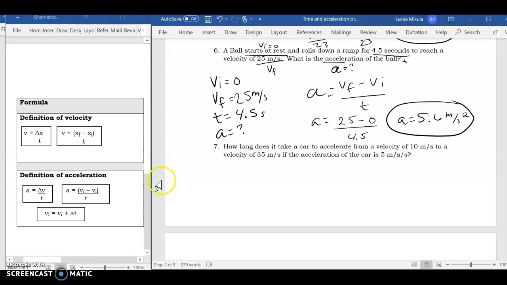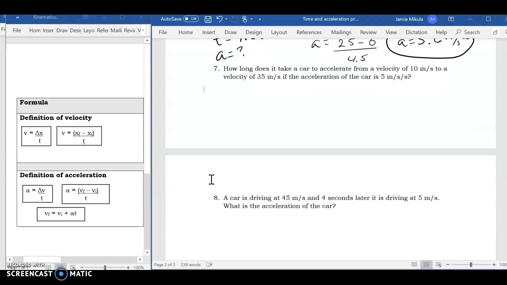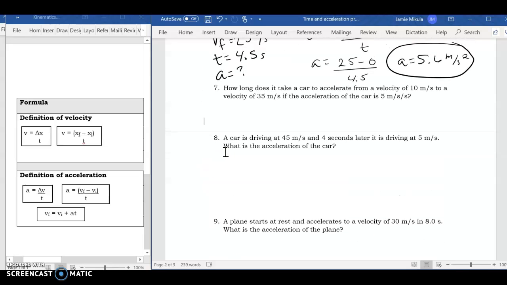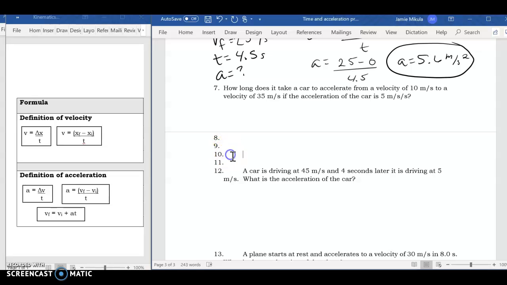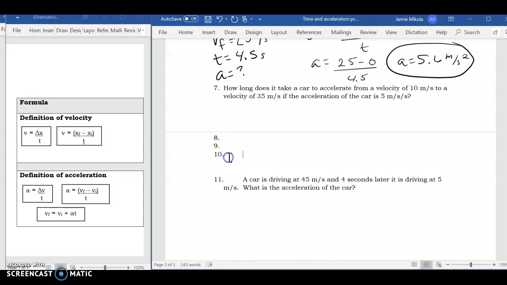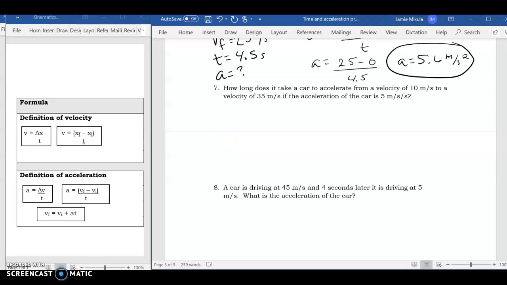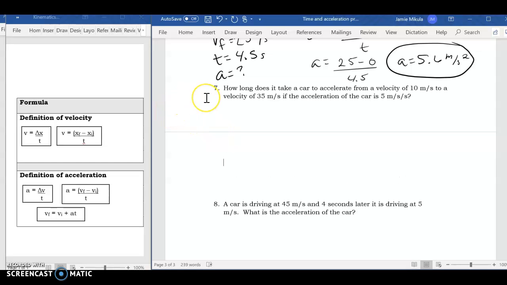Number 7, how long does it take the car to accelerate? Let me move this down. Sorry, 1 second. Give myself some more room. Okay, how long does it take a car to accelerate? So we want to know from a velocity of 10, so that's going to be VI, to a velocity of 35 is VF. How long? So how long is time? Time is question mark.